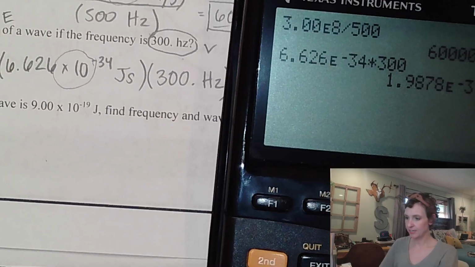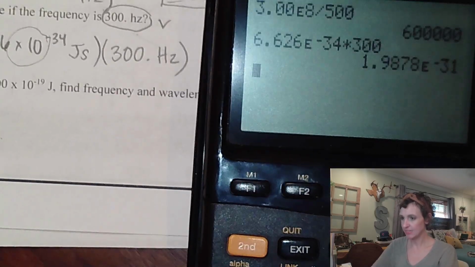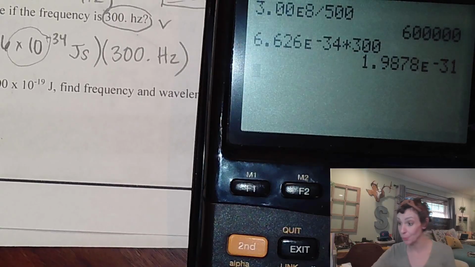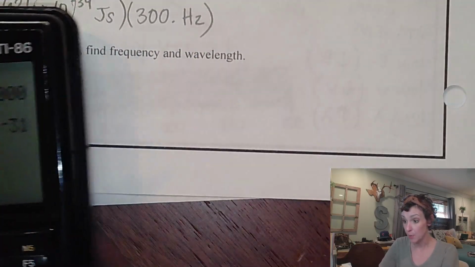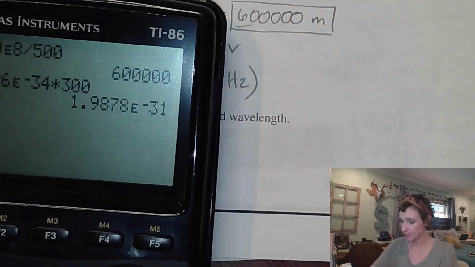Okay, my calculator gives me this. I'm like, that is amazing. It is 1.98, whatever, times 10 to the negative 34. So do not forget that your calculator is going to show you a little bit more information when you have a big number going in.